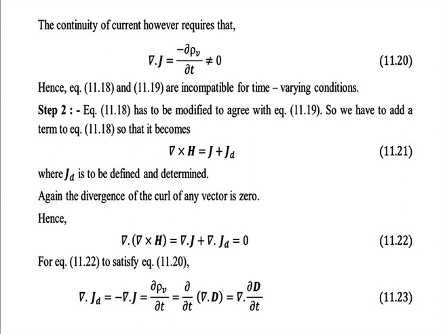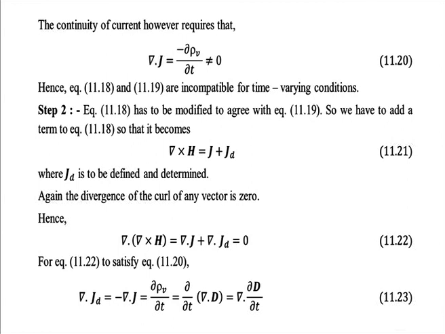Therefore, some manipulation is required. Now, equation 11.18 has to be modified to agree with equation 11.19. So, we have to add a term so that equation 11.18 becomes curl of H is equal to J plus JD, where JD is yet to be defined. Also, the divergence of the curl of any vector is 0.